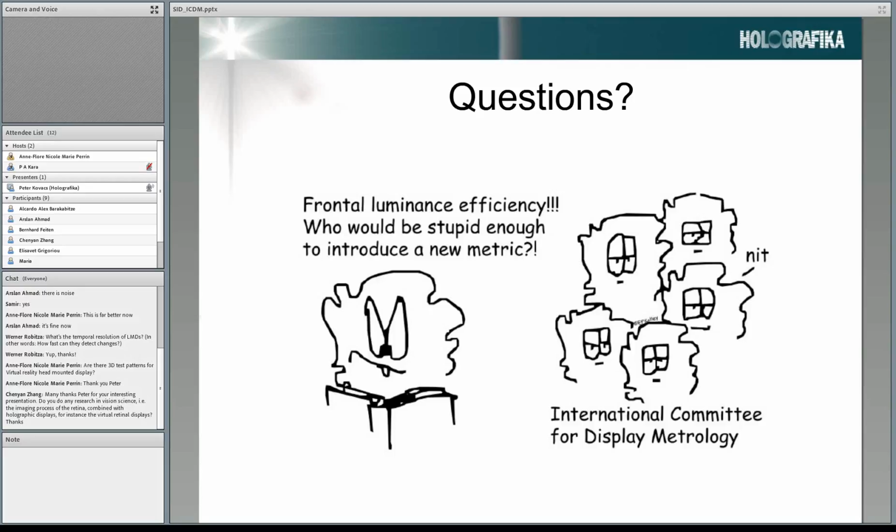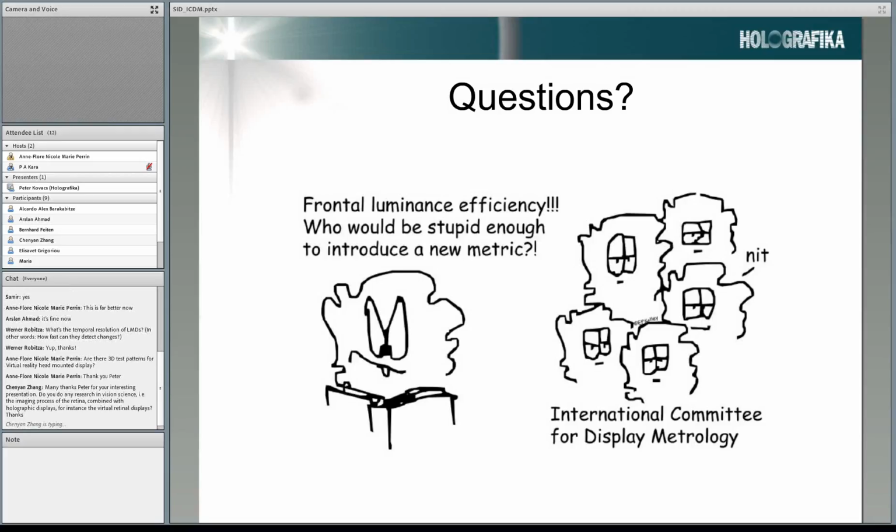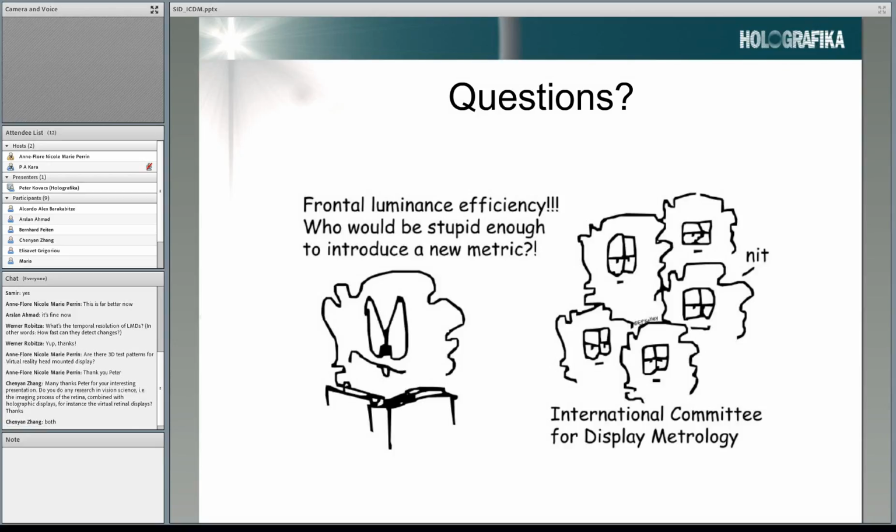Thank you very much for your question. So the question is, are we doing any research in vision science, like the imaging process of the retina combined with holographic displays, for instance, the virtual retinal display? Now, do you mean us as Holographica, or do you mean the ICDM committee? Both. Okay.